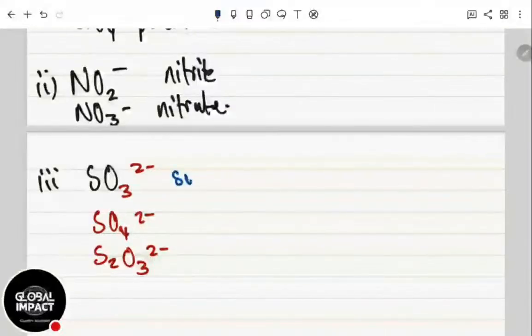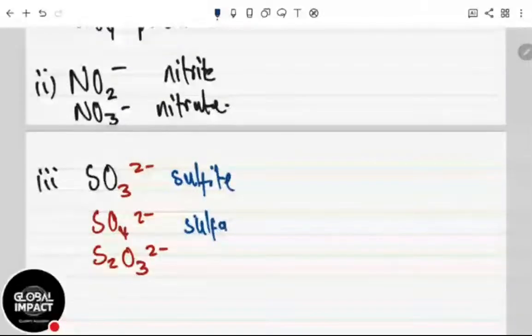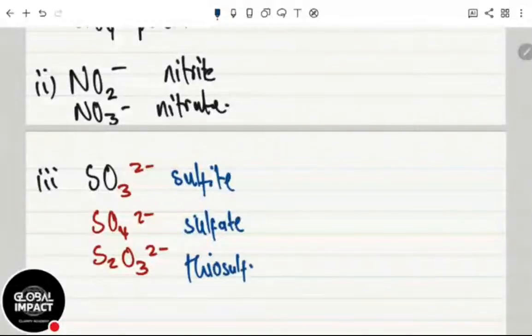This is going to be sulfite. This is going to be sulfate. Then this is going to be thiosulfate. I remember that for nitrogen it was NO2, then NO3. Then for sulfur it is sulfite, then sulfate, then thiosulfate. And for sulfur it is SO3, then SO4 instead of NO2 and NO3. So anyway, okay, cool.